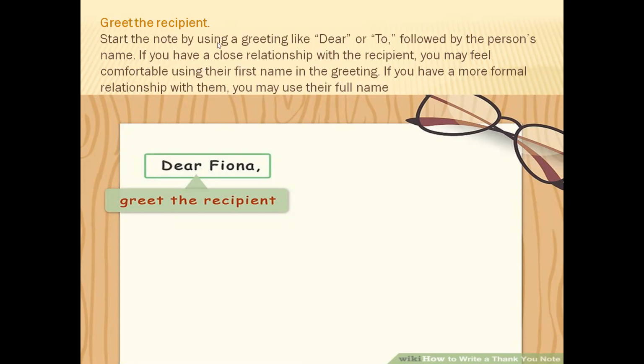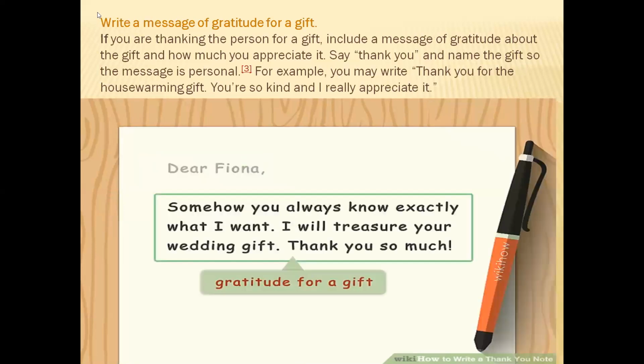If you have a close relationship with the recipient, you may feel comfortable using their first name. If the person is a close friend, you will mention only the first name, dear Sarah, for example. But if you have a more formal relationship with them, you may use their full name. So if the recipient is not a close friend, you must mention their full name. Clear? So again, how do we start the message? The first step, we write a greeting for the recipient, dear or to, and the name of the person.